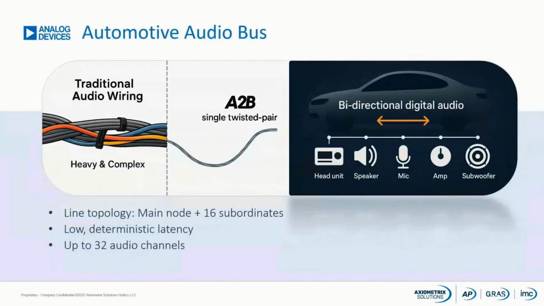Okay, so just very quickly, since most of you probably already know, A2B is a technology developed by Analog Devices, which stands for Automotive Audio Bus. And it's primarily used in automotive applications and allows for up to 32 channels of bidirectional digital audio with deterministic latency.